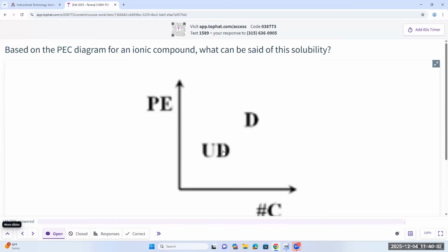All right, the big diagram question. I'm going to close this question in 5, 4, 3, 2, and 1.